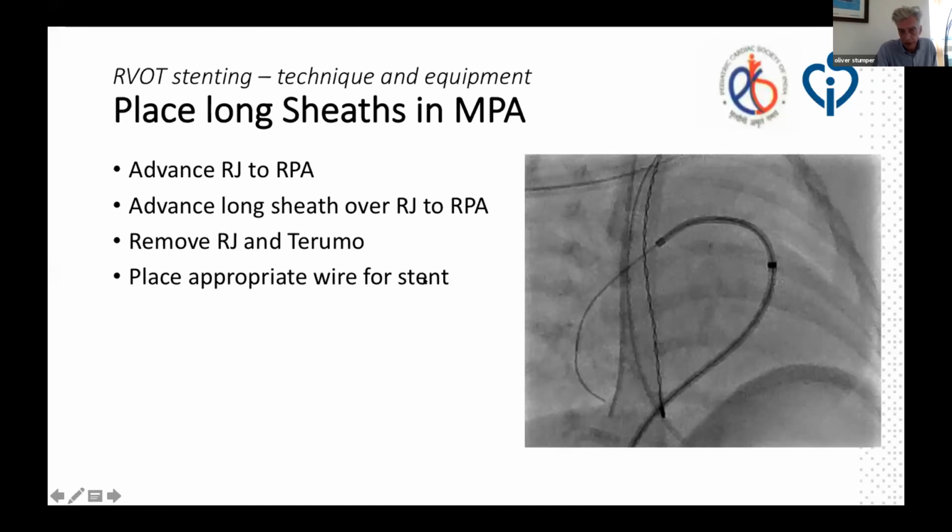Now, I was asked frequently as to whether patients tend to spell once you're in the infundibulum or across the valve with the long sheath. In my opinion, it's really quite safe because you push away the anterior deviation of the infundibulum, and they don't spell. They spell during trying to enter the infundibulum, but not once you're across it.